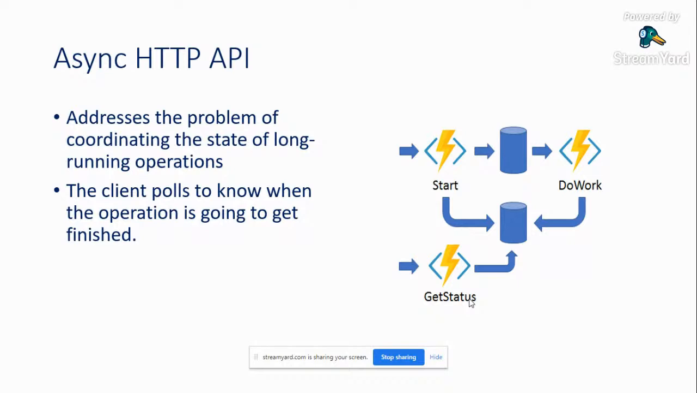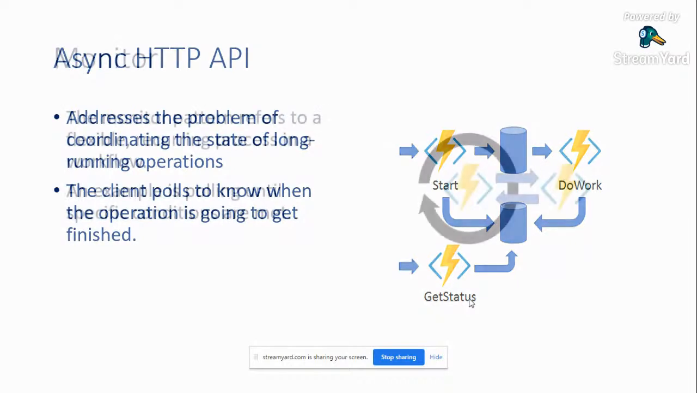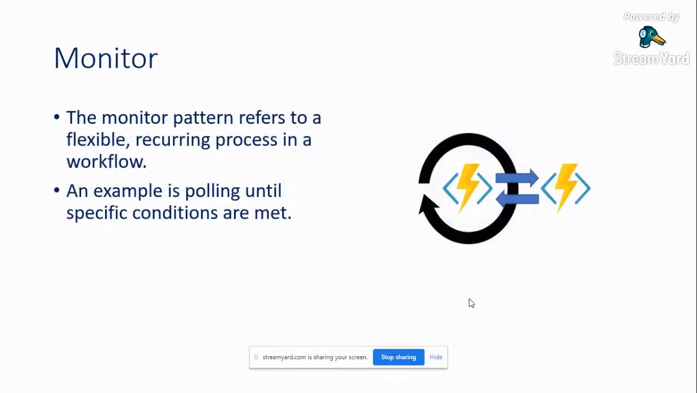Okay, so this is the third pattern. The next is the monitoring pattern. The monitoring pattern is nothing but a recurring process. For example, let's take an example of a customer. Maybe a company will have more than 100 customers.